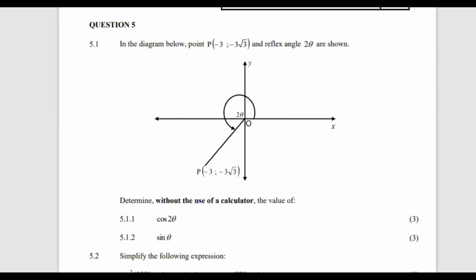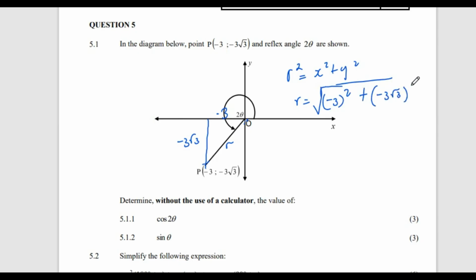So one thing that you need to remember is completing this triangle. So this -3 is for the x, and this -3√3 is for the y. Now we need to find the hypotenuse. That has to be our first priority. So from Pythagoras, we know it's x squared plus y squared. So I'm going to say square root of -3 squared plus -3√3 squared.